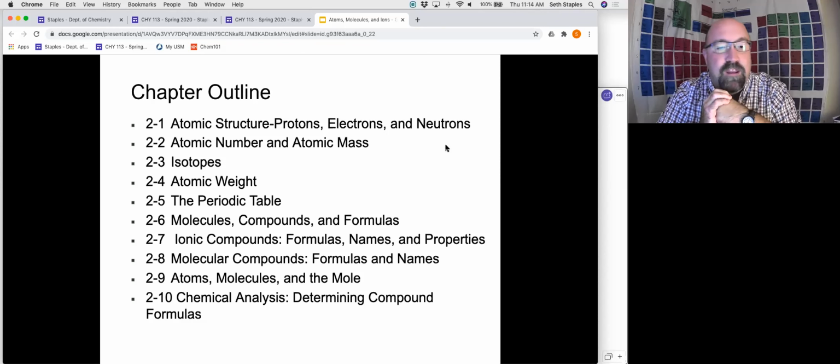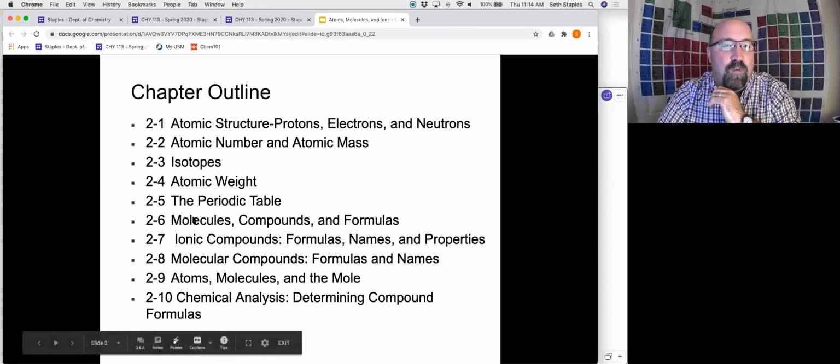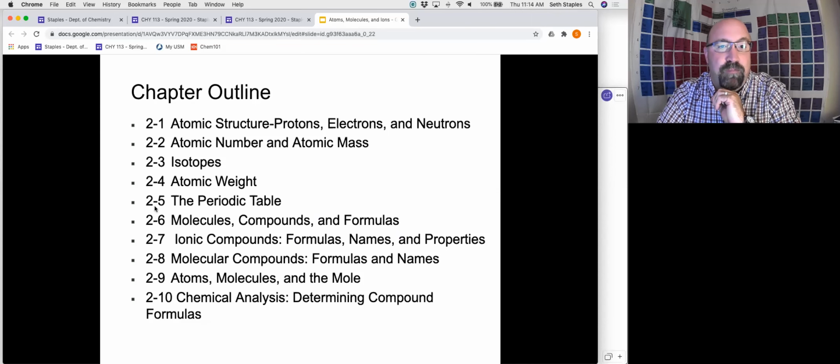Some of that we'll get into much more detail when we discuss electron structure later on, but we will start to delve into it a little bit today. The rest of the chapter outline, molecules and compounds, ionic compounds, and so on, will be the focus of our next lecture. So today we're going through part 2.5 through the periodic table.